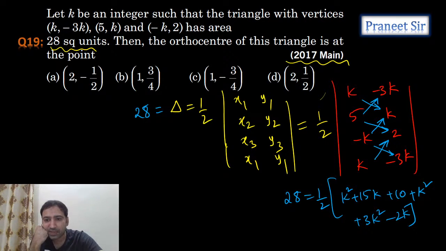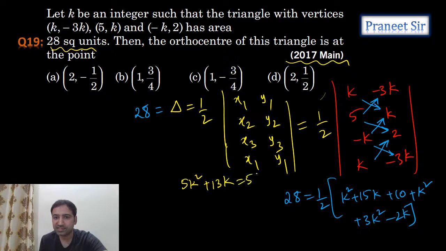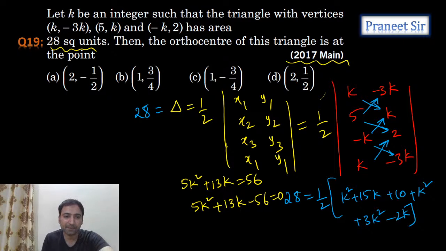Right. If you cross multiply and simplify this, let's see what we get, guys. k square plus 3k square, which is 5k square, and then 15k minus 2k, which is 13k, is equal to 56. So now we can solve this quadratic equation: 5k square plus 13k minus 56 is equal to 0. What is the value of k we are getting, guys?